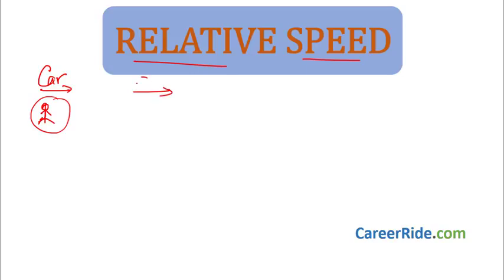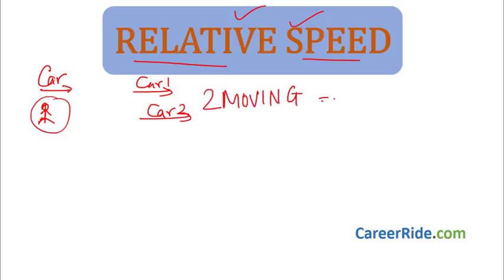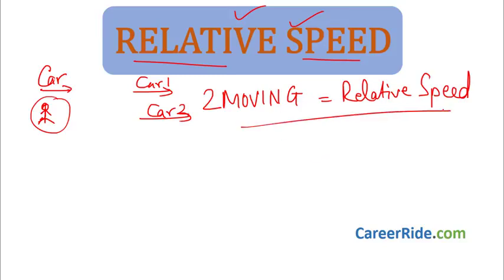But say a car is moving like this, and another car is moving in the same direction. Then the speed of car 1 in relation to car 2 is called relative speed. Relative means the speed of one object in relation to another moving object. Whenever there are 2 moving objects, we find out relative speed. Whenever there is only one moving object and one stationary object, there is no need to find relative speed; normal speed is enough.